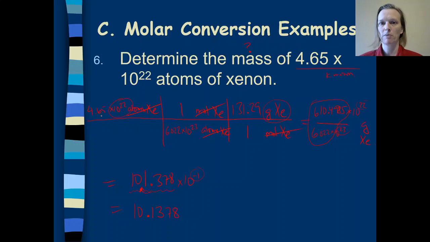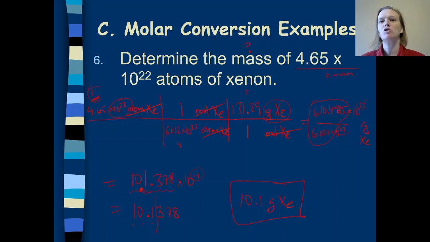Let's look at my original problem. 3 sig figs, 4 sig figs, 3 sig figs. So I'm going to be limited by 3 sig figs. I round my answer after 3 significant digits, and I don't have to round up, so my final answer is 10.1 grams of xenon. As always when doing math problems, check your answers to make sure it makes sense.